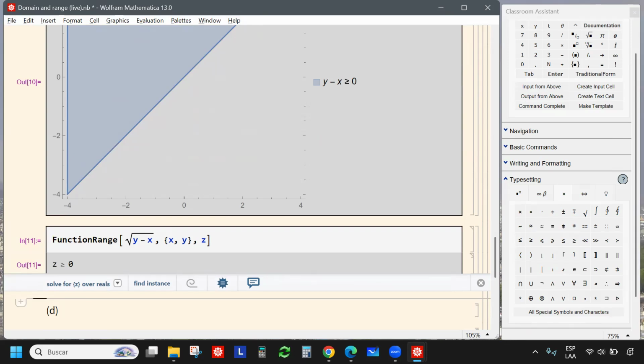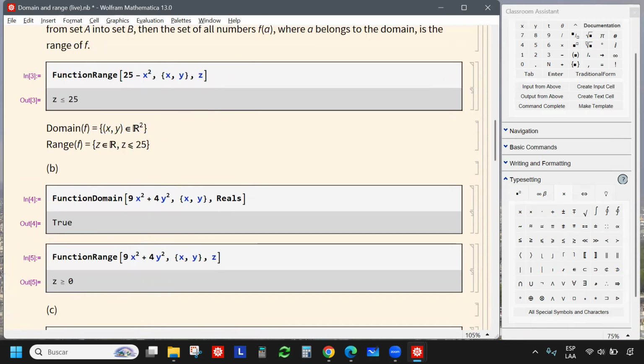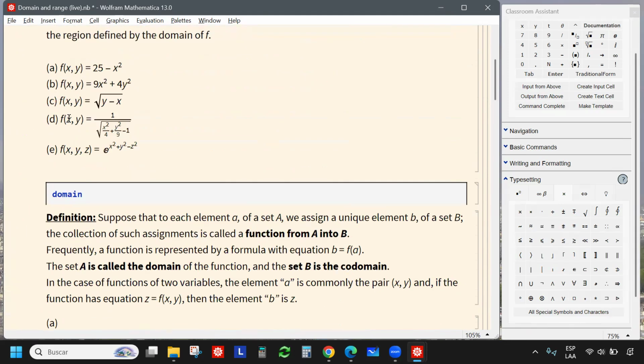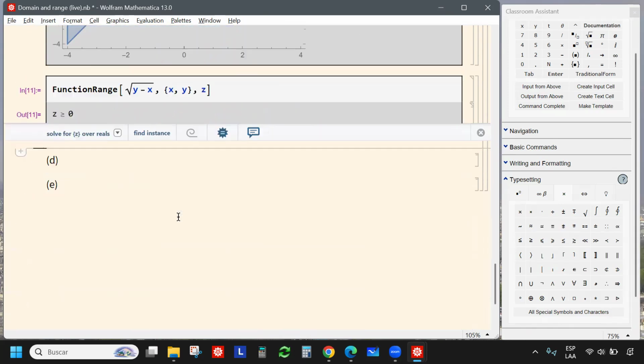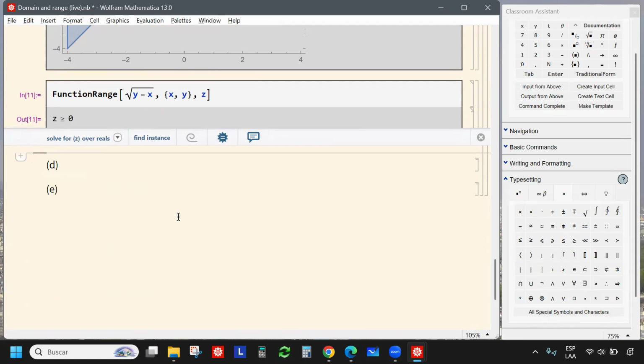Well, finally, we have exercise D. This exercise is a little bit more difficult. D is the last exercise of functions of 2 variables. Then we have one of functions of 3 variables. So in this exercise, we notice that there is a function that is a fraction. So the denominator cannot be 0. Besides, there is a square root. And in general, for a square root, the argument should be greater than or equal to 0. Well, combining these two restrictions, we will have a domain. Let's ask Mathematica. So FunctionDomain.